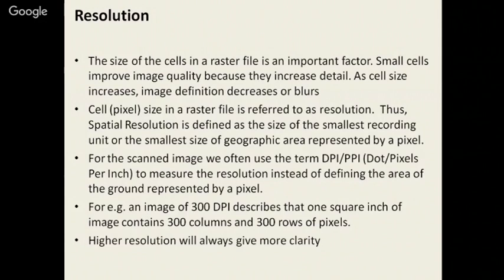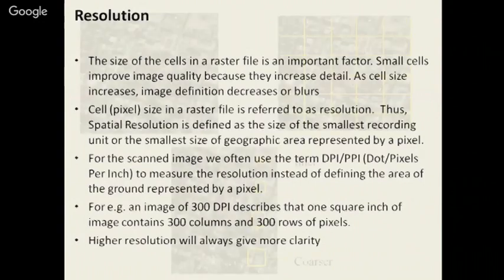For example, when we say an image is 300 DPI, it describes that 1 square inch of the image contains 300 columns and 300 rows. So the total would be the multiplication of these two. Higher resolution always gives more clarity. So the higher the resolution, the higher the clarity of information.